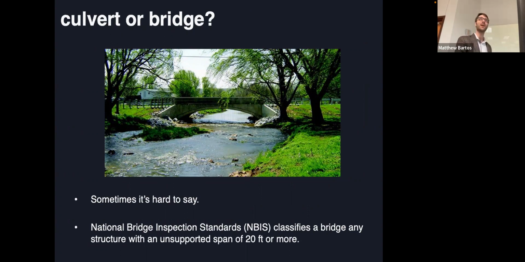It can be hard to say sometimes, and there's really two main ways in which bridges and culverts operate differently. In one sense, it's just based on the dimensions. So bridges, National Bridge Inspection Standards classify a bridge as any structure with an unsupported span of 20 feet or more, which is probably, this is probably a bridge based on that definition.